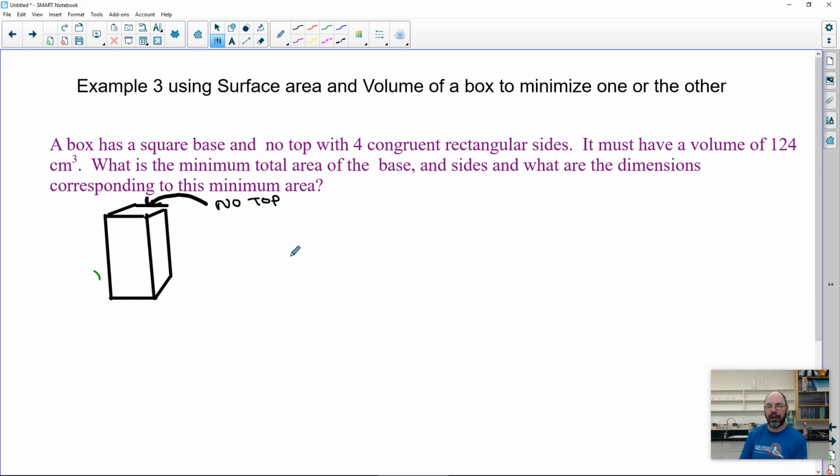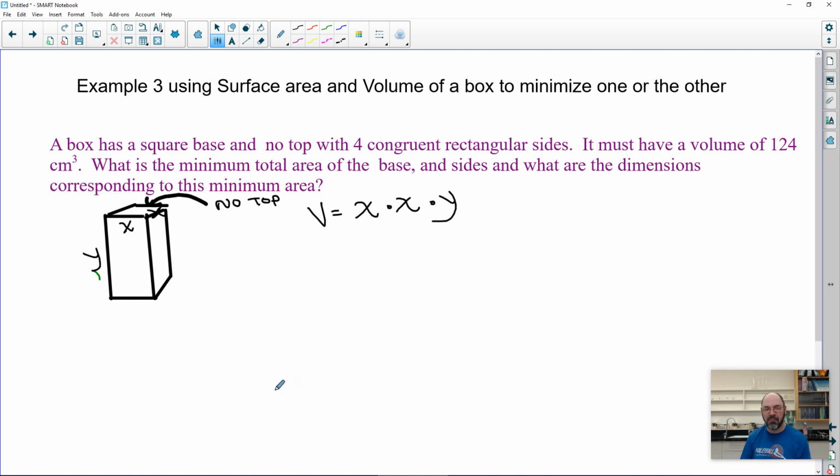Okay, and let's say it's a square, so each of these dimensions is x and x. Okay, so the square dimensions are x and x. And let's call the height of the box y. Okay, x and x and y. So it tells us the volume. So the volume is equal to x times x times y. Okay, so that's our first equation.